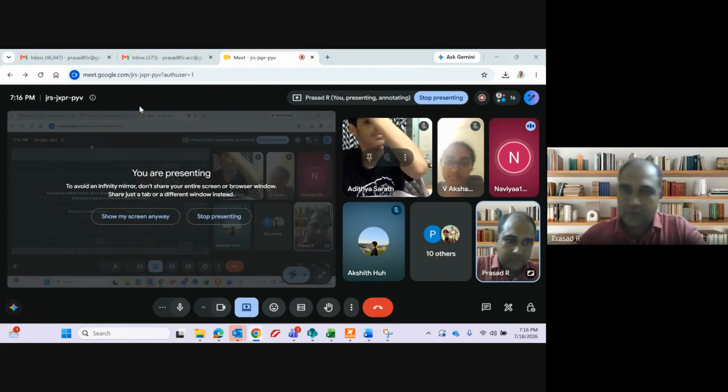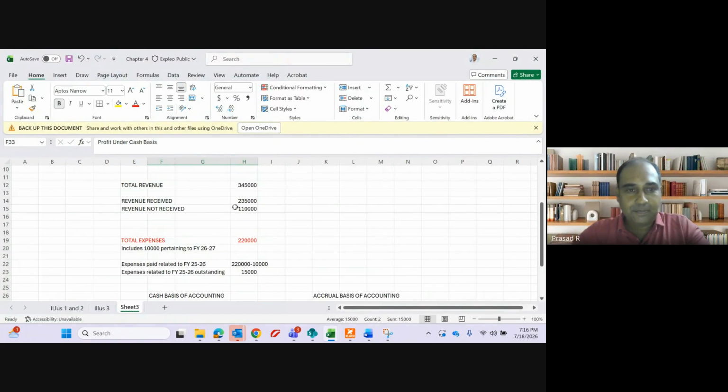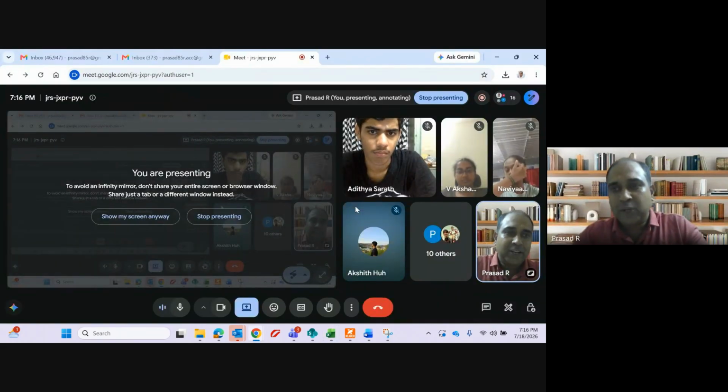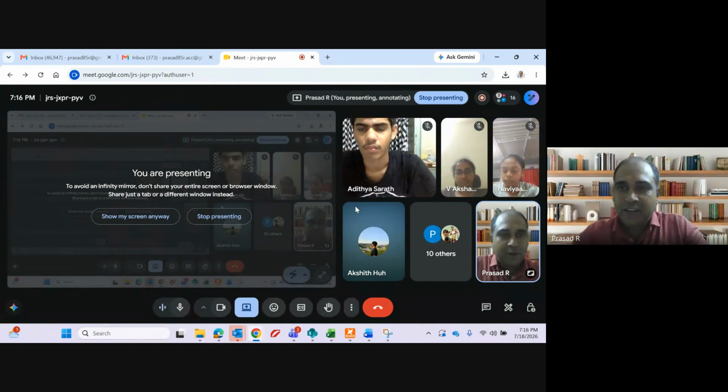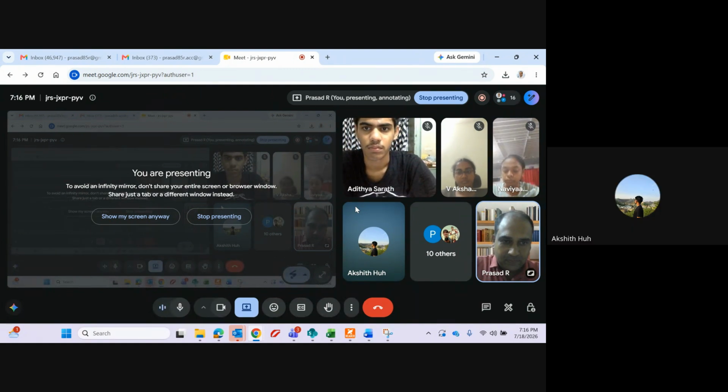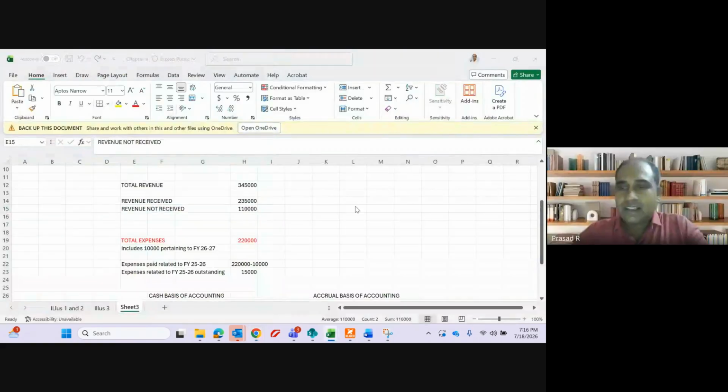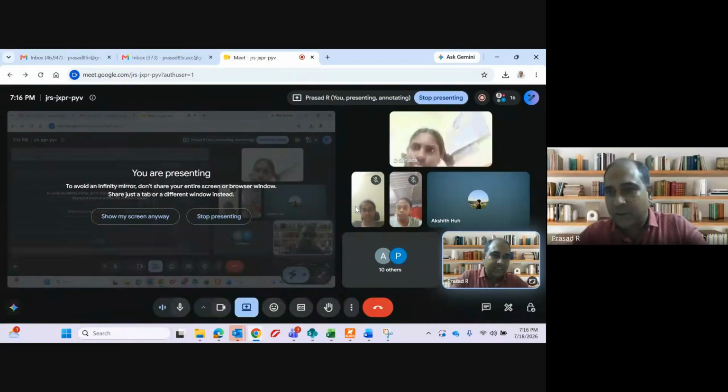No? Okay. Now let us see income. Total revenue is 3 lakh 45. Revenue received is 2 lakh 35. Revenue not received is 1 lakh 10. How much will be the revenue as per accrual? In case of accrual, are we bothered whether it is received or not received? We are not concerned. Whatever is revenue pertaining to 25-26 will become my revenue.